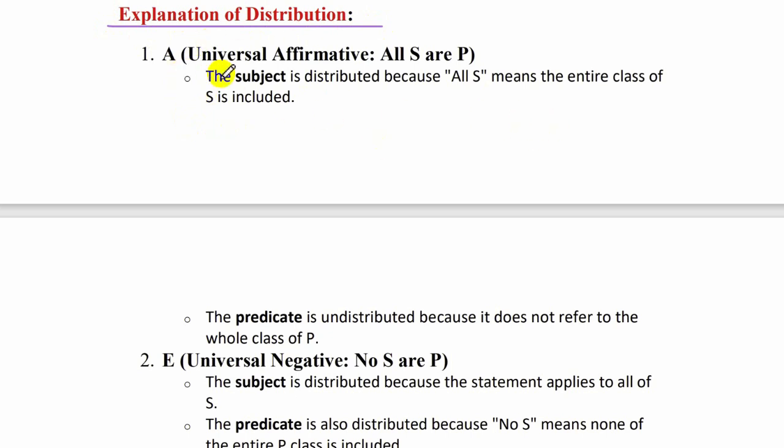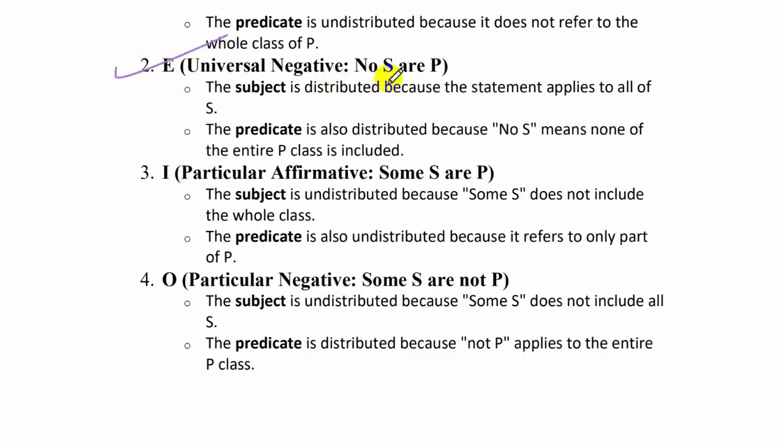Let's go to the explanation of the distribution. This is again just explaining more in detail. This can come in the question answers for the 2 mark or maybe 4 mark to explain what is A type proposition, universal affirmative. So we have to write its standard logical form, All S are P, and then we say the subject is distributed, which we saw earlier, because all S means the entire class of S is included. That is why I said that is distributed. The predicate is undistributed because it does not refer to the whole class of P. I have already explained this at the starting of the video.